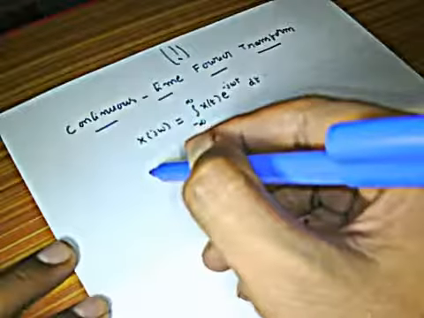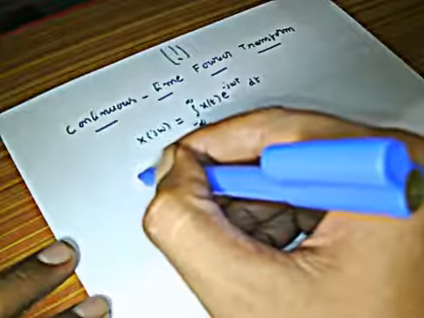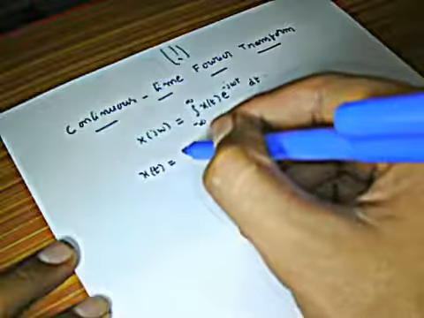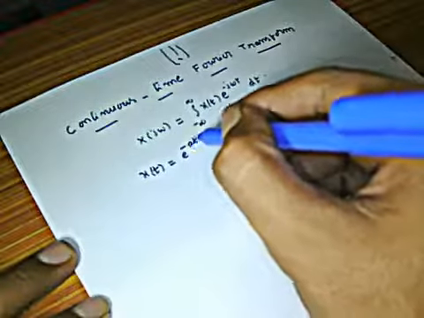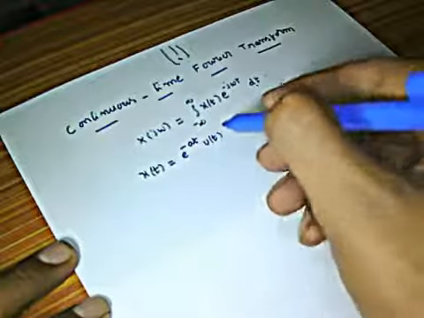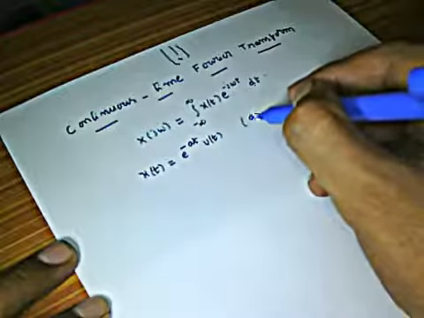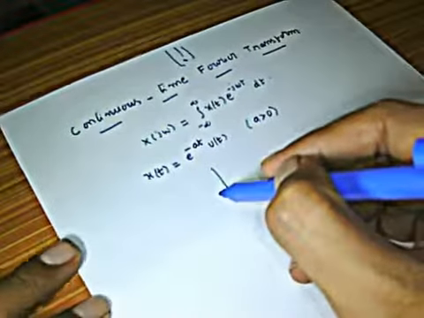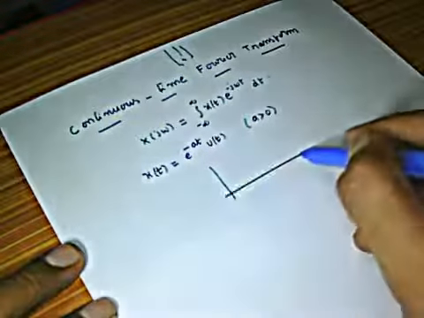So let us take a small example with x of t equal to e power minus a t u of t. Let us assume that a is greater than 0, so that the plot of which will look something like this.